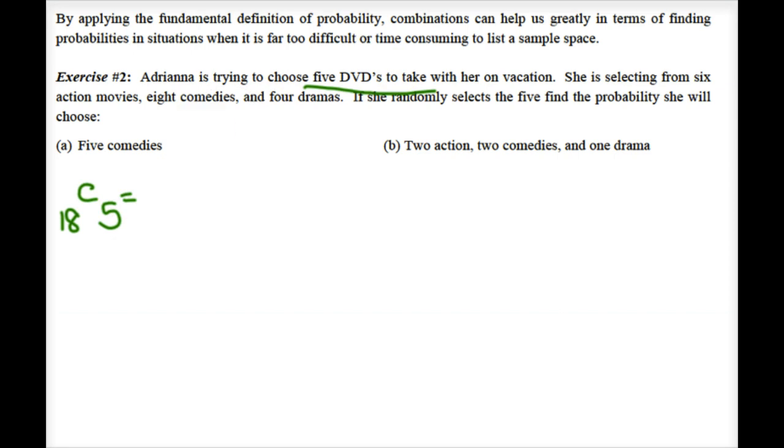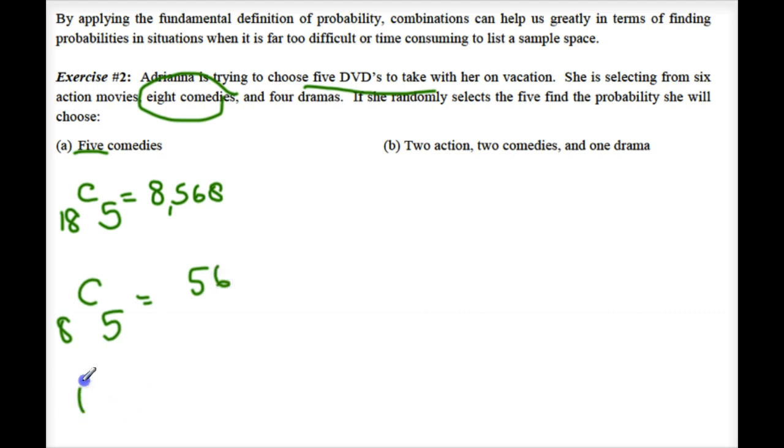Her choosing 5 will give us 8,568. Now this is the probability in total. This is our total possible outcome. Now it says, what is the probability that she chooses 5 comedies? So how many comedies do we have? Perfect. We have 8 comedies. So now we need 8 choose 5, which is 56.